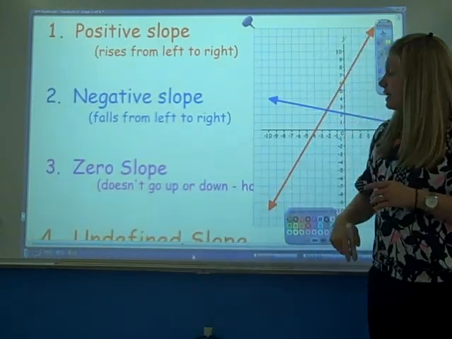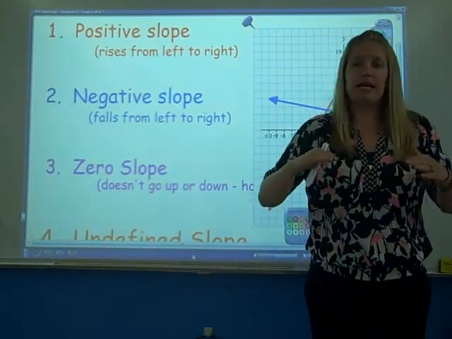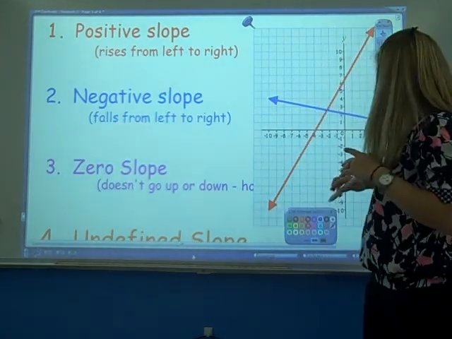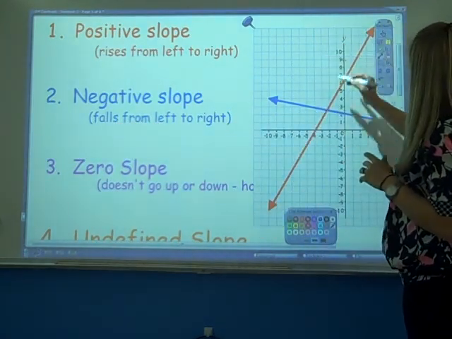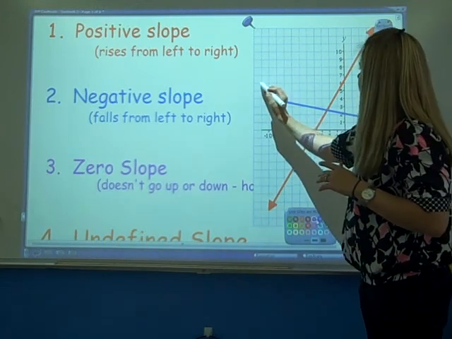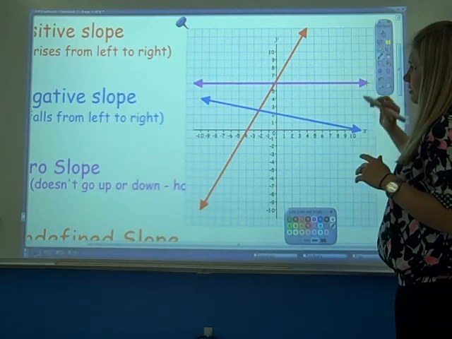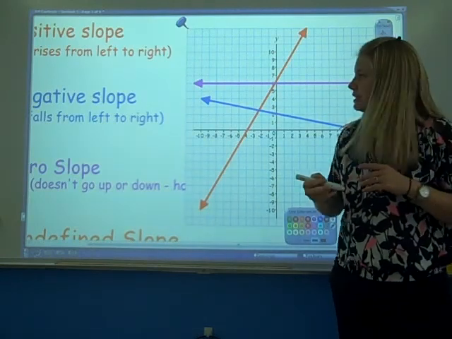Zero slope. It doesn't go up or down. It has no slope, so it's just flat. It's like cross-country skiing, completely flat. An example of a zero slope.